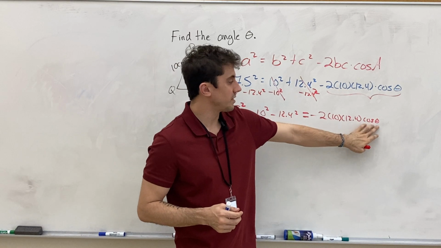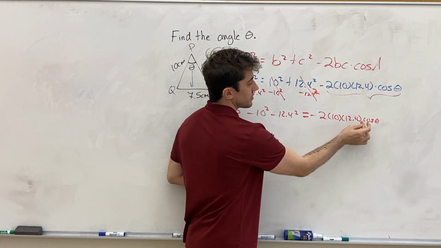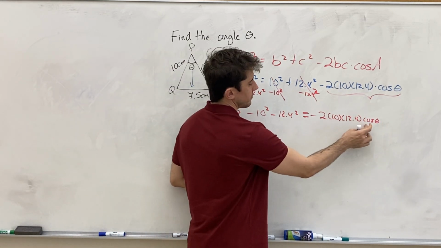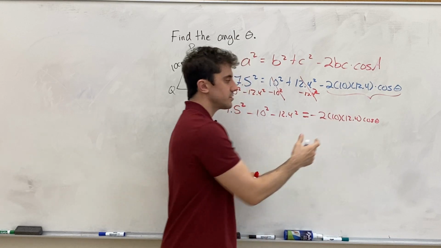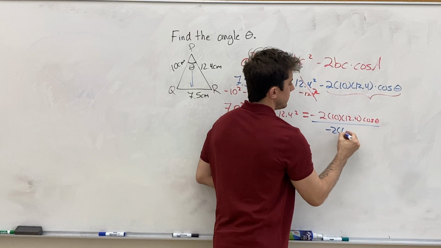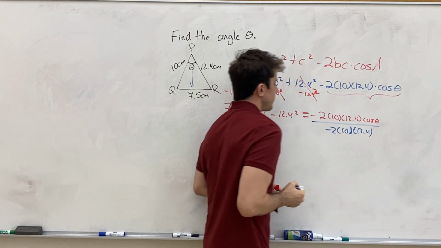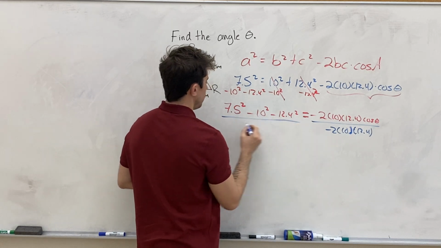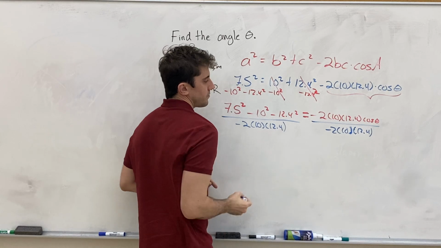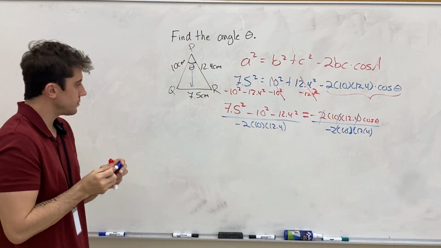But now we also want to get cos theta by itself, right? So we want to get rid of all of these factors that are multiplying cos theta. And so obviously to get rid of multiplicative factors, we simply divide, and so we're going to divide by negative 2 times 10 times 12.4, right? And we always do the same thing on both sides, like so. All of these cancel out, just like we wanted them to.